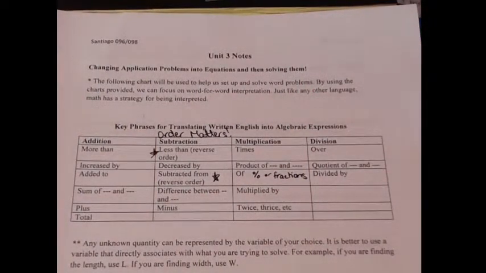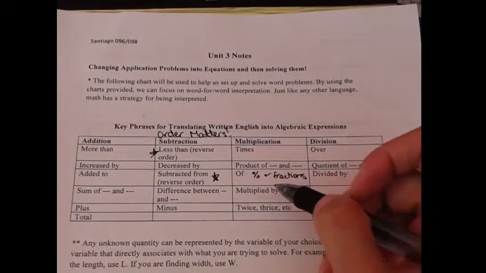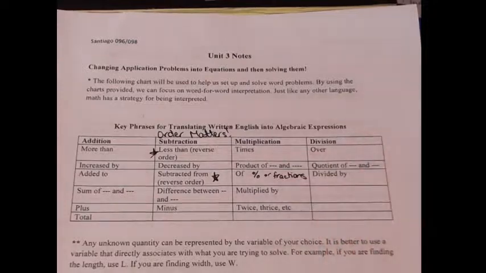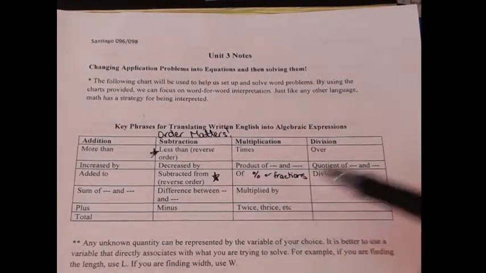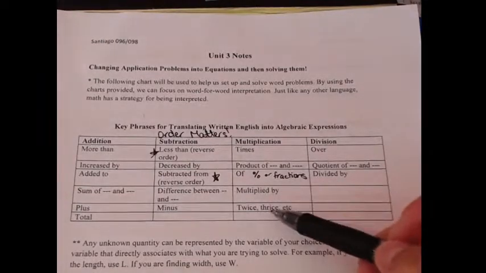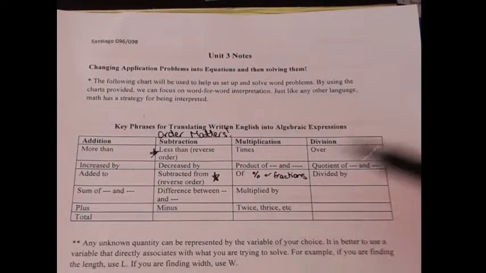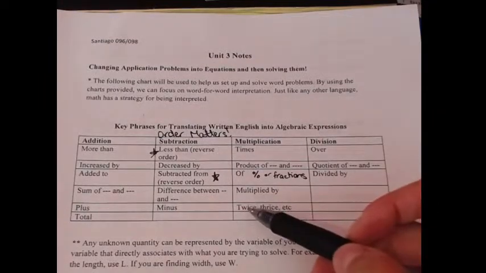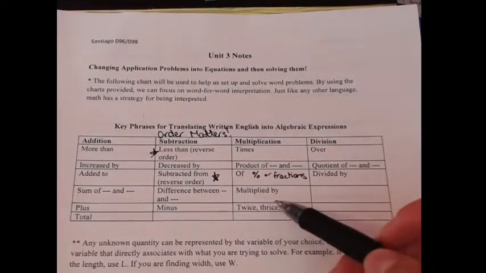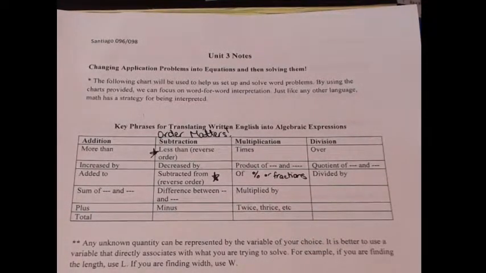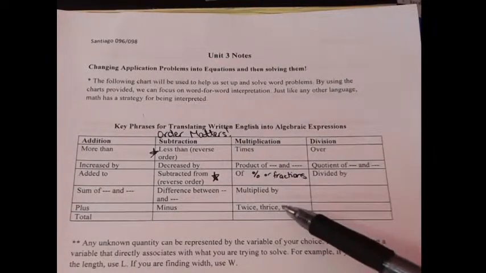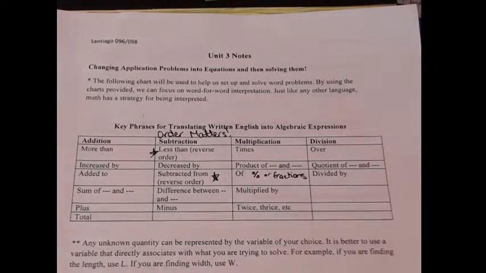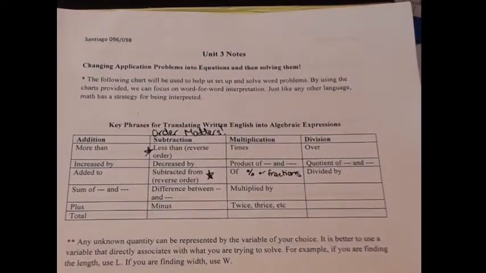So of implies multiplication. We also have multiplied by, and then we could get fancy with it. Twice, thrice, yeah, I know. You're probably thinking, wow, great. But that means 2 times that value, 3 times that value, etc. Okay, we can get fancy with it. Typically, you'll see like 5 times a number.